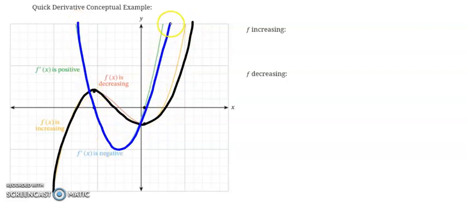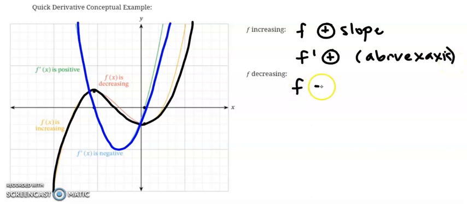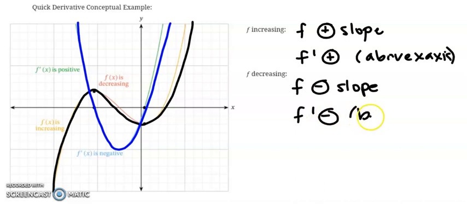There's f prime. So what you want to start thinking in your head is that if f is increasing, that means f has a positive slope, which means that f prime is positive, which would be drawn above the x-axis. That's where positive numbers lie. If f was decreasing, then f has a negative slope, which means that f prime itself is negative and exists below the x-axis. So let's look at this example quick.